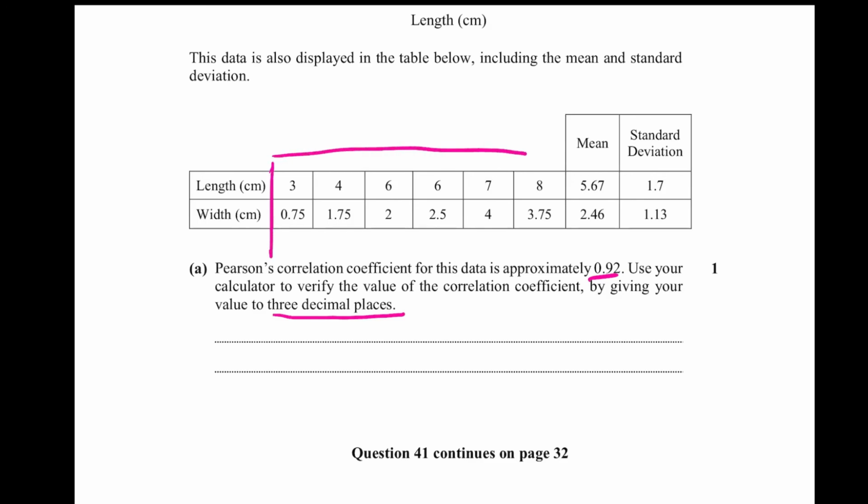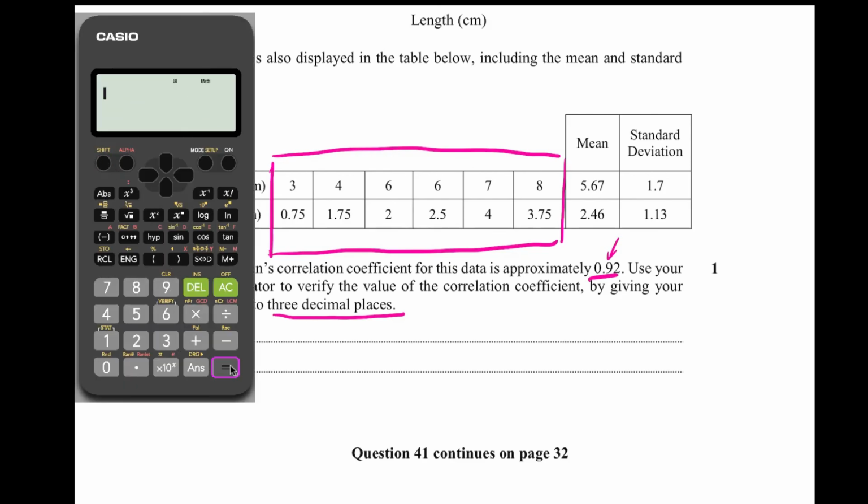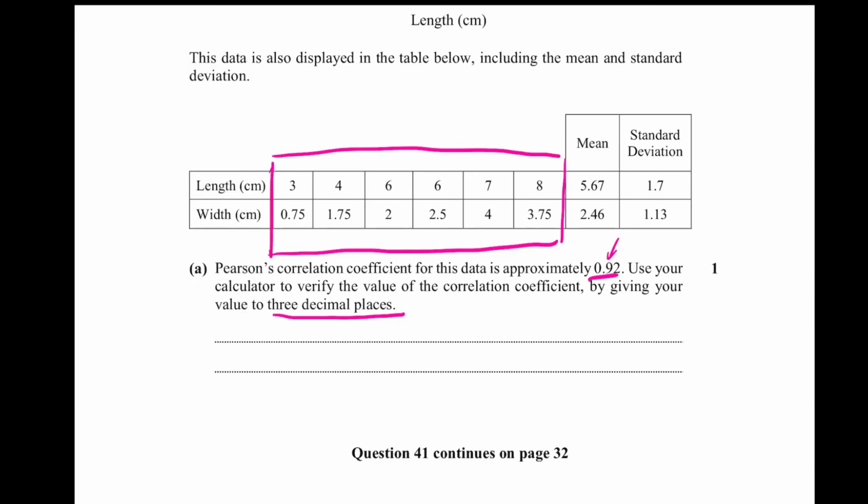So I'm going to plug in this data set into my calculator. It'll spit out a number, and we've already been given an indication of what it should give me. Okay, so it should be 0.92 something. Plug that all into your calculator. And you get 0.925.